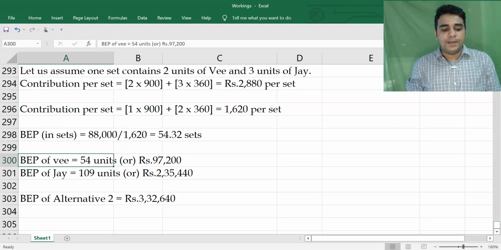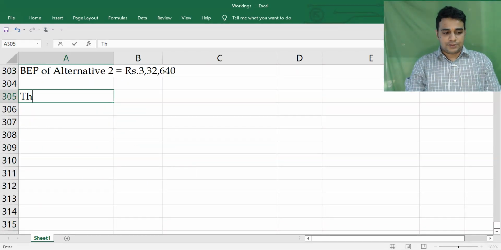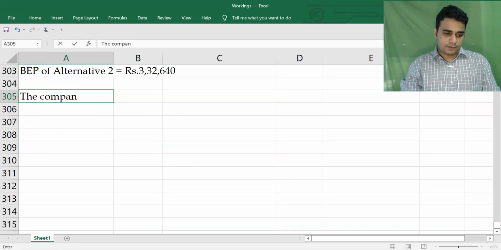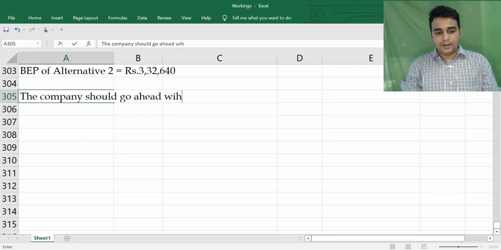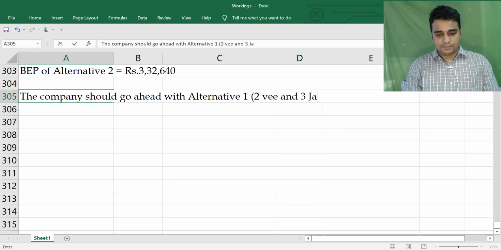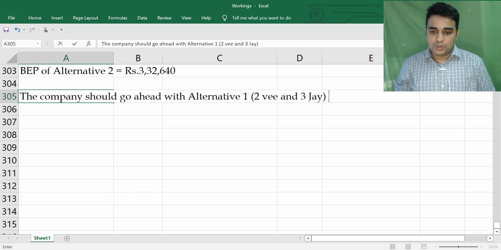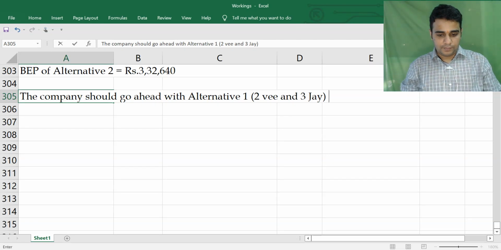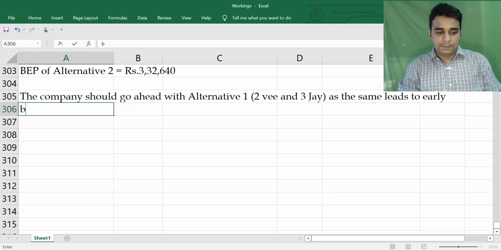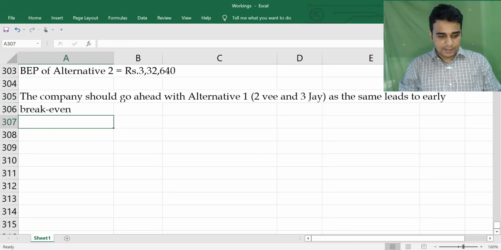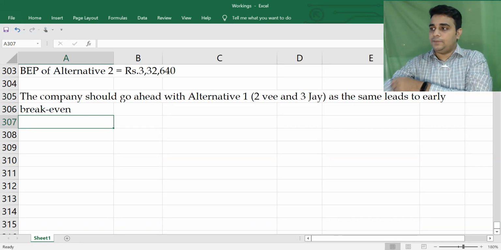You can write the company should go ahead with alternative 1, 2V and 3J, should go ahead with alternative 1, 2V and 3J, as the same leads to early break even.